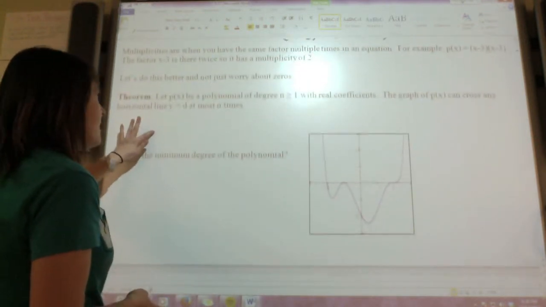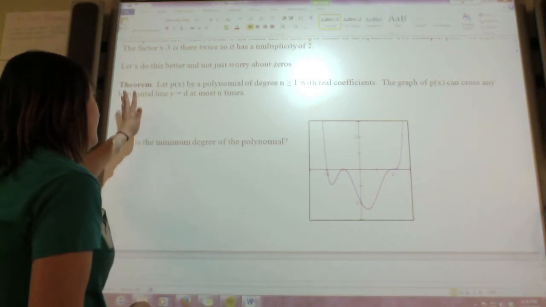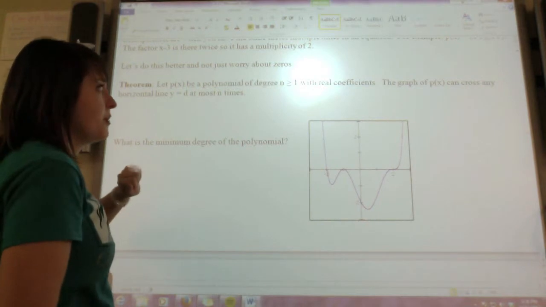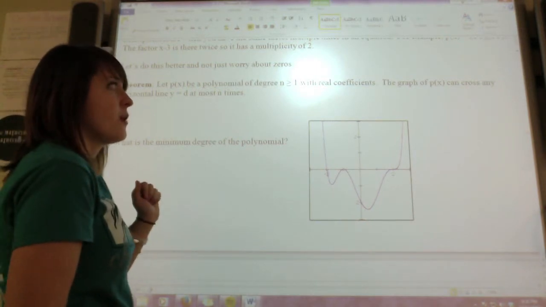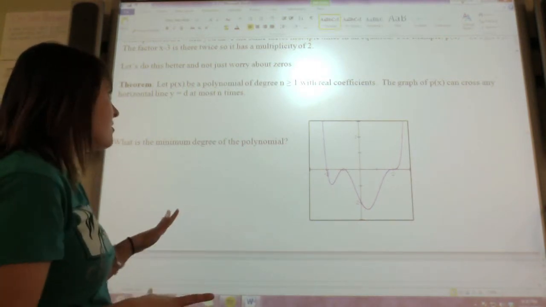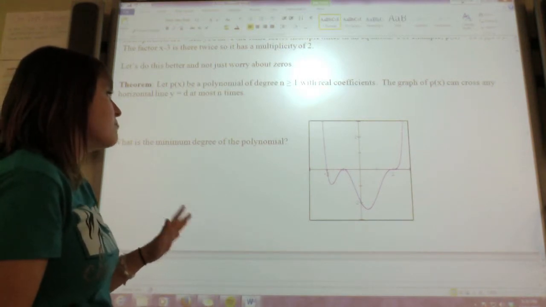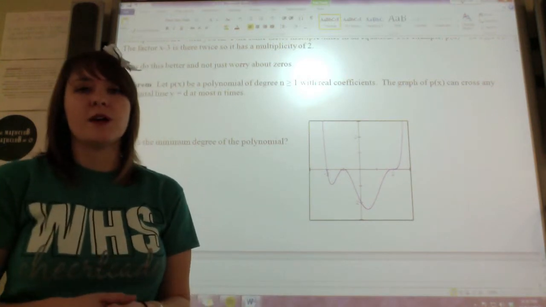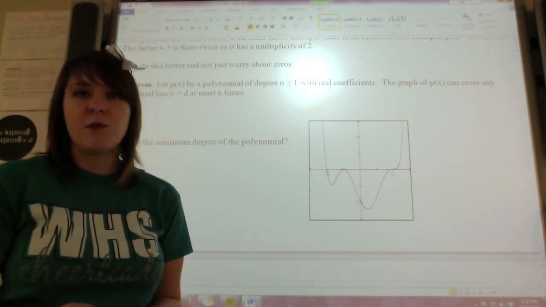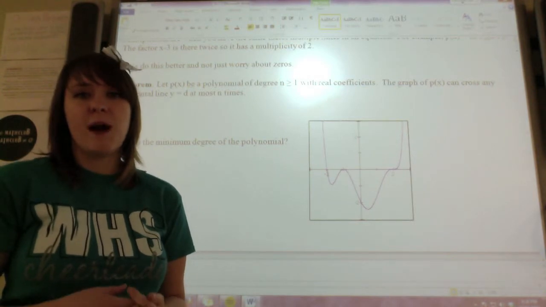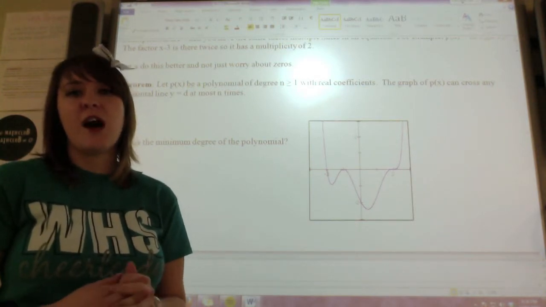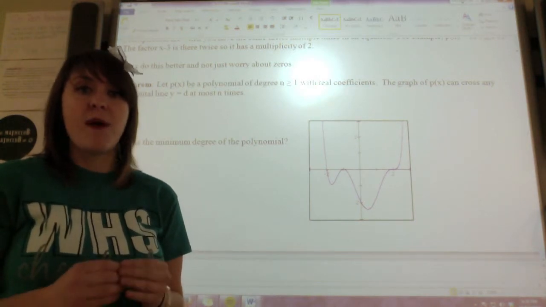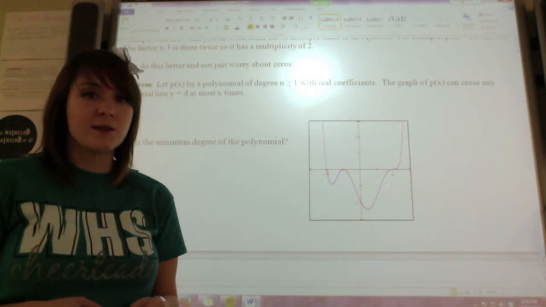So let's do this better and not just worry about zeros. We've got this theorem here that says let p of x be a polynomial of degree n greater than or equal to 1 with real coefficients. The graph of p of x can cross any horizontal line y equals d at most n times. So this theorem is important because if you're only given a graph and you need to come up with an equation, in order to figure out the power of the equation, you can actually look at how many times it would cross any horizontal line. So you're looking for the maximum number of times that it would cross a horizontal line.